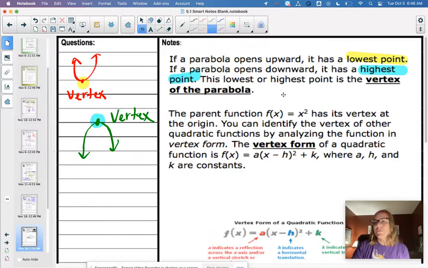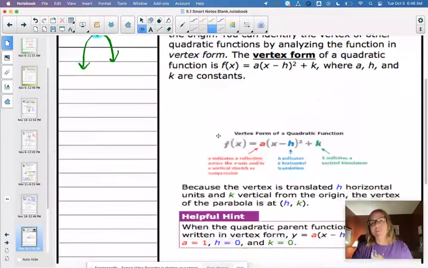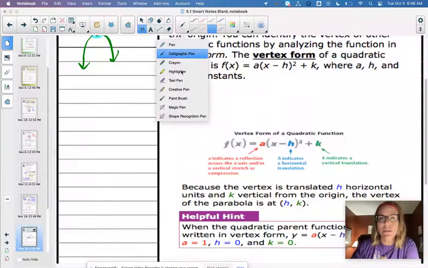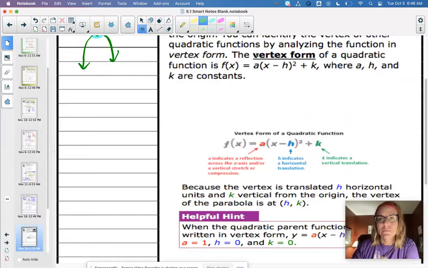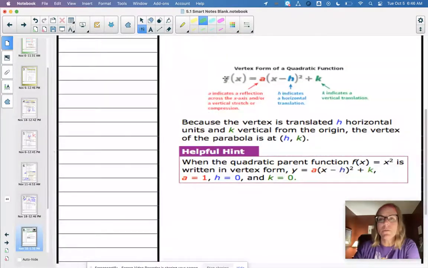The parent function f(x) = x squared has its vertex at the origin. You can identify the vertex of other quadratic functions by analyzing the function in vertex form. Remember, we've talked about standard form and vertex form. The vertex form of a quadratic function is right here, where a, h, and k are constants. So you want to be very familiar with this vertex form.